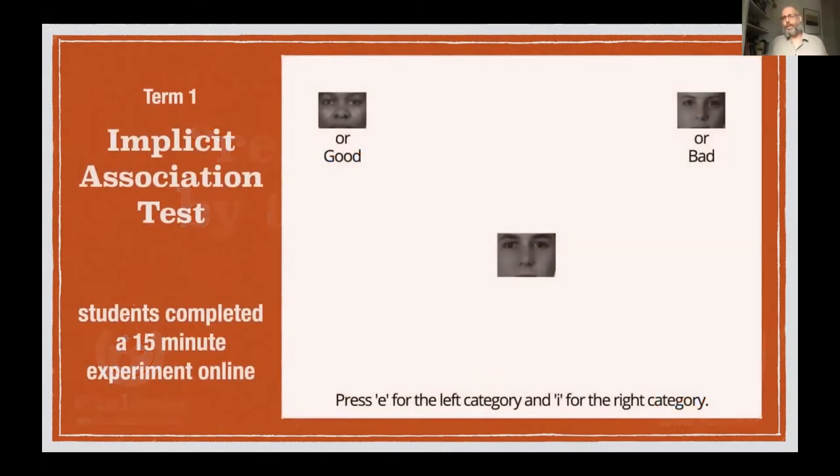For example, in the first term, we teach them about the implicit association test, a way to look at the associations between attitudes people have implicitly. To begin with, we talked about the theory behind this when we're talking about attitudes and prejudice, and then we got people to complete the experiment online using Gorilla. So to begin with, they were subjects in this experiment. In the study, you categorize good and bad words with buttons, and you categorize faces as black or white.